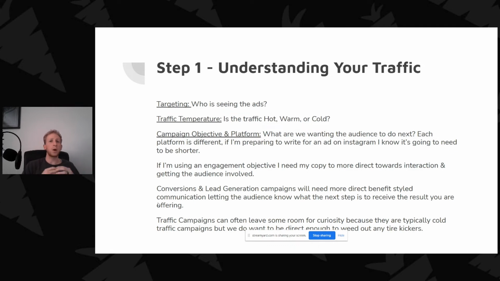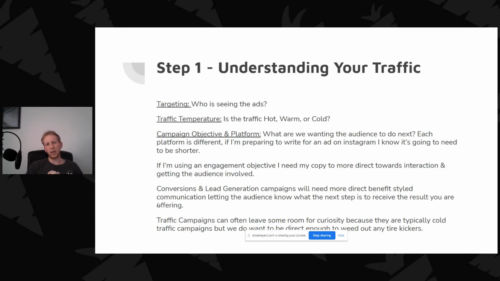And then the cold traffic, we want to hit with a lot more curiosity. So we can come from that curious angle. It's a little bit easier to do so. With cold traffic campaigns, we can be direct, but we need that curiosity to keep them engaged enough to see if they're really interested or if they're a tire kicker. So it takes a combination of that directness as well as that curiosity in the headlines and in our copy to be able to communicate correctly and classify them.